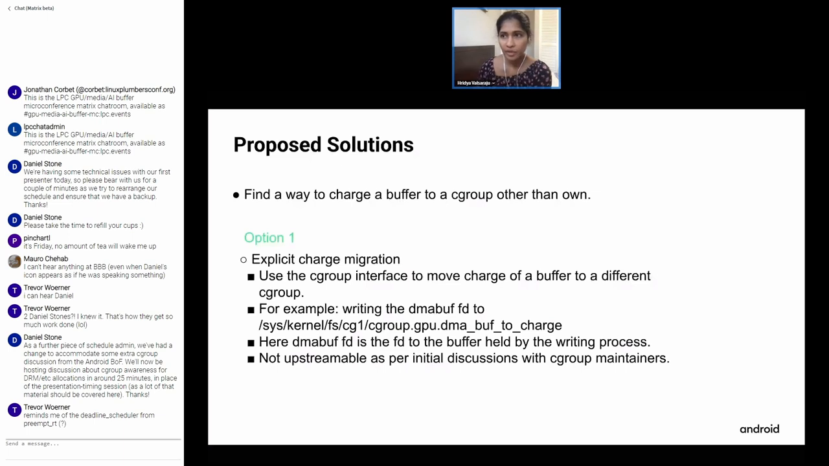The first option we looked at was explicit charge migration, that is, using the cgroup interface to move the charge of a buffer to a different cgroup. In the case of Android, that would be the client who requested the allocation from Gralloc HAL. For example, maybe the allocating process could write the DMA-BUF FD to a file in the client process's cgroup. However, when we took this up with the cgroup maintainers, this actually differs quite a bit from how resource accounting is currently done in cgroup controllers. So they didn't really think that this was an upstreamable interface.